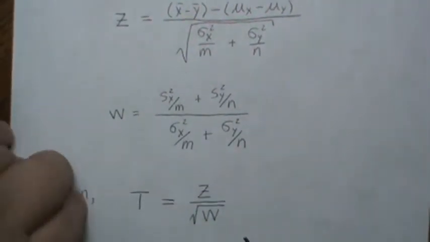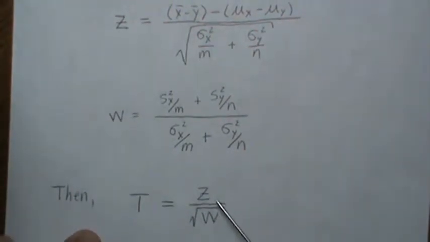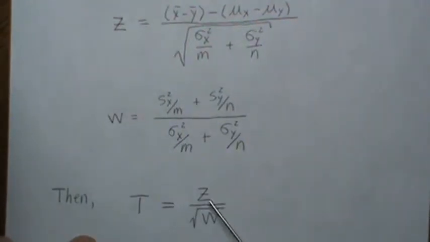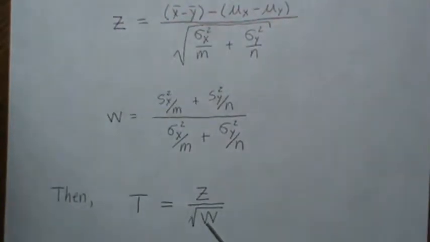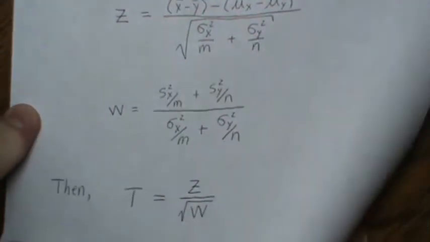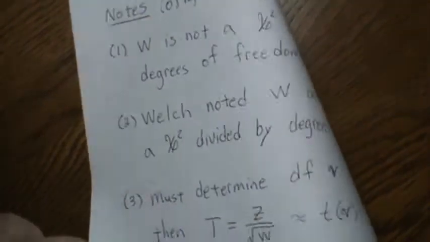And what is so ingenious about Welch is that the numerator, of course, is a standard normal. And if the denominator were a chi-squared divided by its degrees of freedom, this would be a T distribution. But this is clearly not a chi-squared divided by its degrees of freedom. But Welch noticed that it's pretty darn close. So let's find out what it's close to, and then this would be an approximate T distribution. And those are the steps we're going to take in this video.